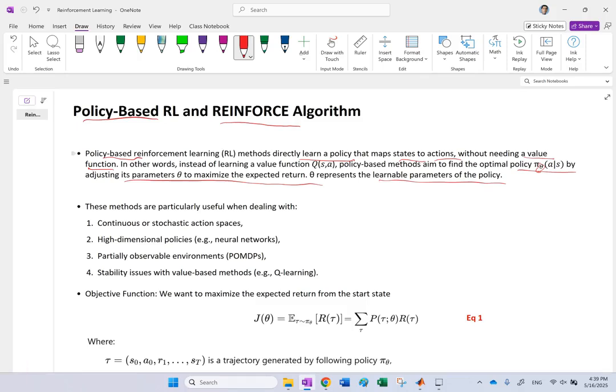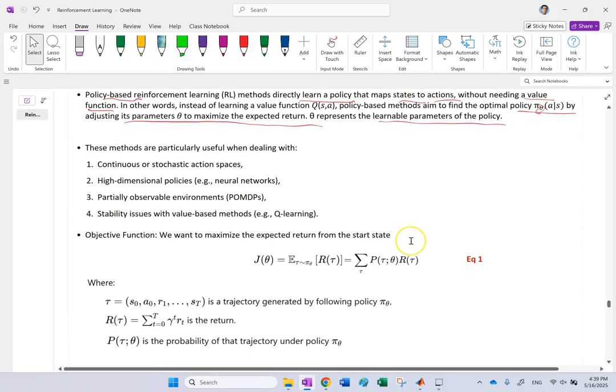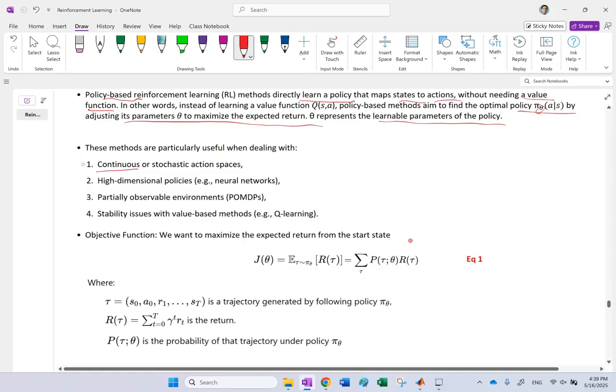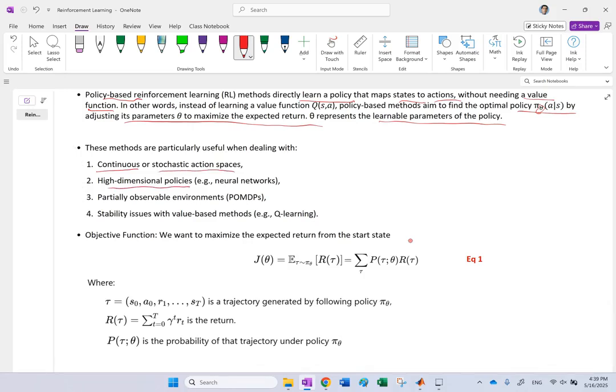So when are these policy-based methods used? They can be used for environments that are continuous. They can deal with stochastic action spaces. They can deal with high dimensional policies, like when you're using neural networks to approximate functions. They can be used for partially observable Markov decision processes, and they can work around stability issues that some of the value-based methods had, like Q-learning.